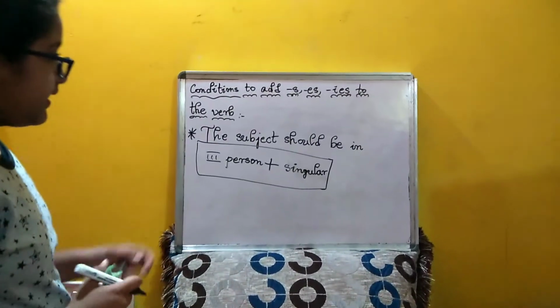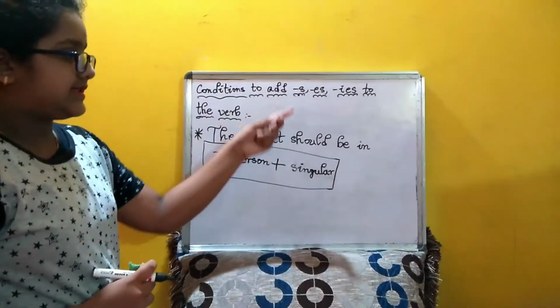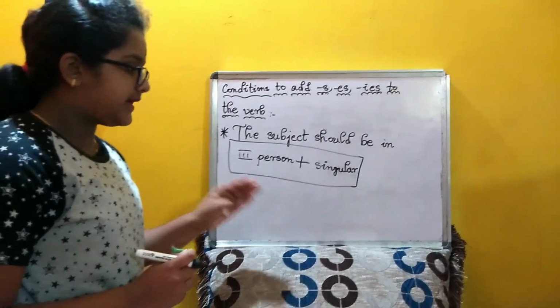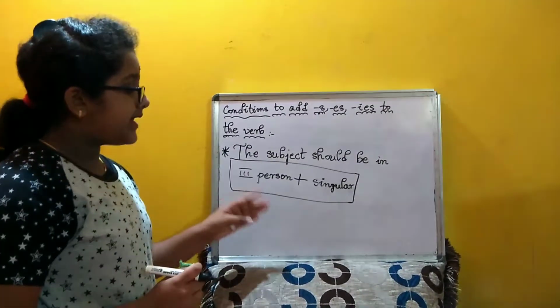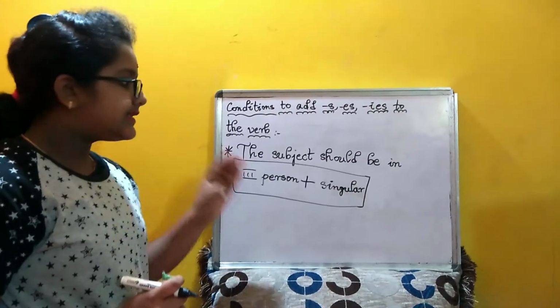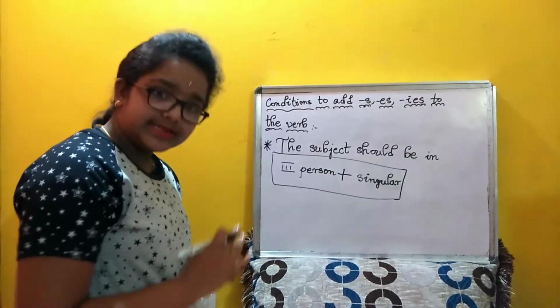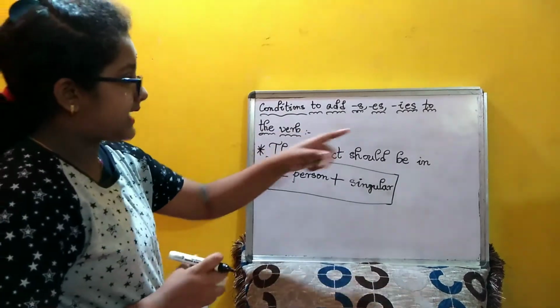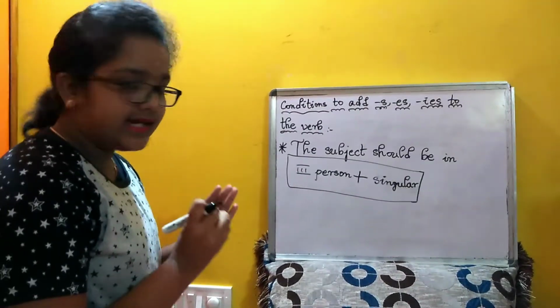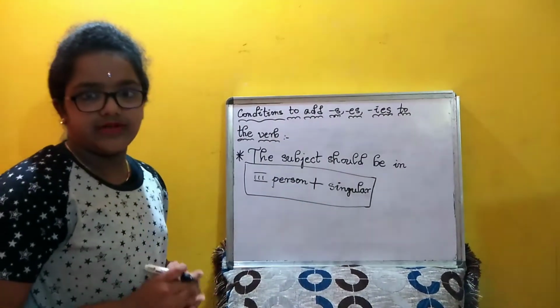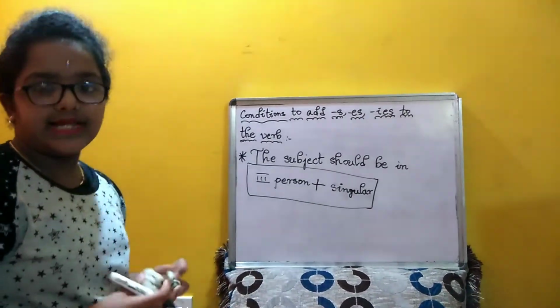So the condition to add S, ES, IES to a verb is that the subject should be in third person plus singular format. This condition is only applicable in simple present tense, and S, ES, IES will only be added to the third person, singular subject. So let's see the examples of that.